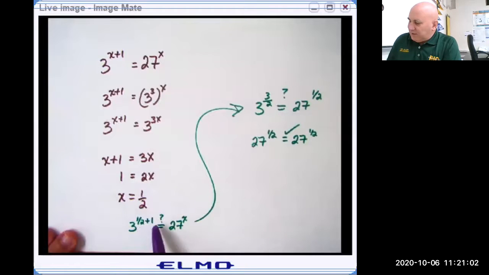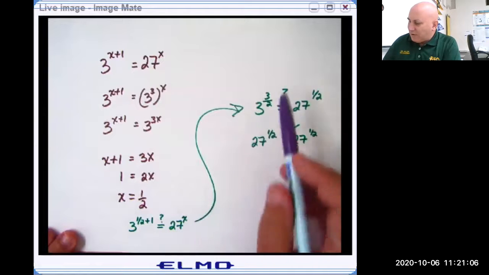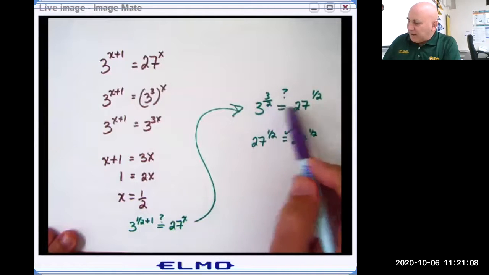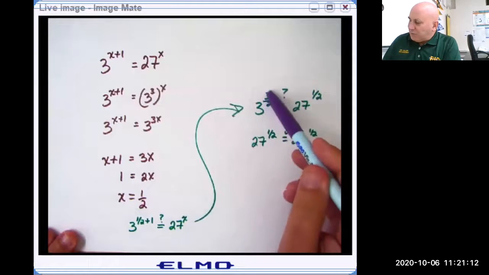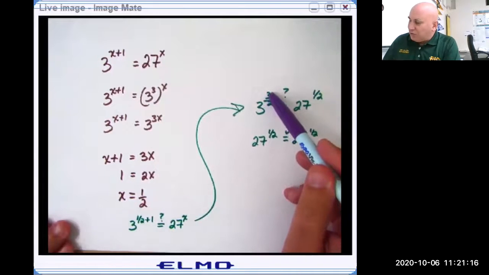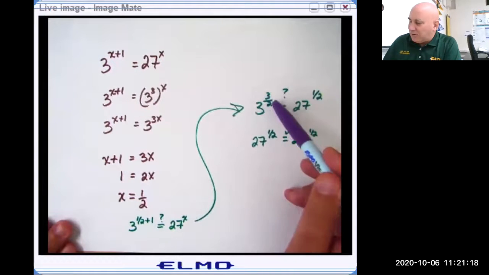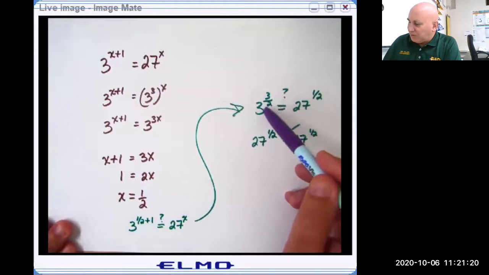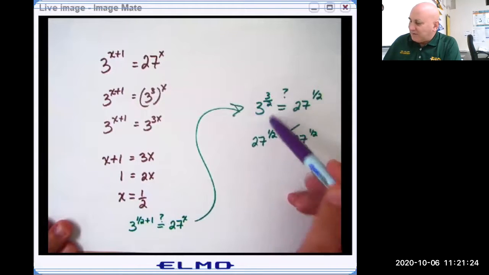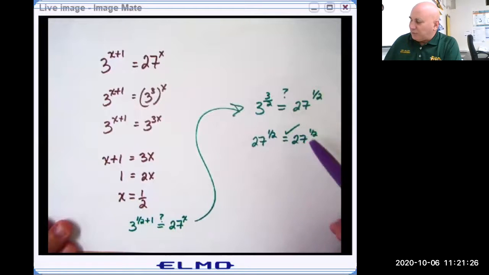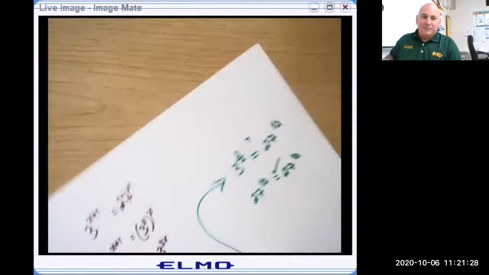So is 3 to the 3/2 equal to 27 to the 1/2 power? Well, there's 3 to the 3/2, 27 to the 1/2. Remember that if you raise a number to a fractional power, the numerator is the power, the denominator is the root. So you can call that 27 to the 1/2. So it's the square root of 27 on both sides.